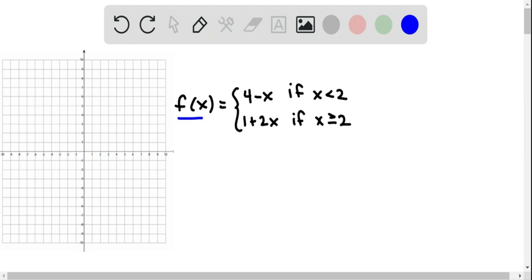And if I was graphing f of x equals 1 plus 2x, it would also be a line with a slope of 2 and a y-intercept of 1. So we're going to be graphing a piece of that line. So we have a piece of one line and a piece of another line.